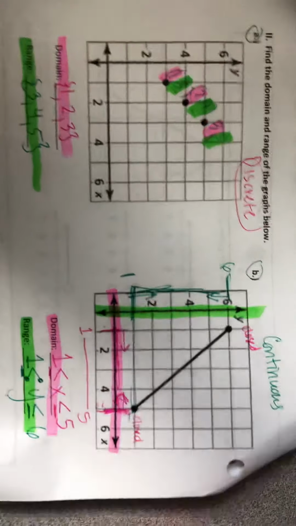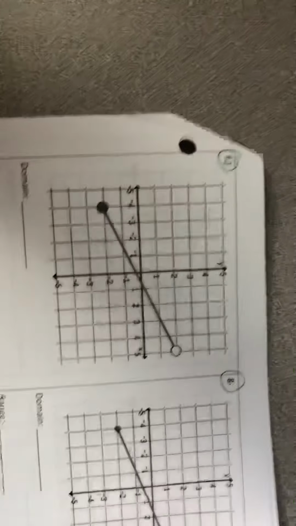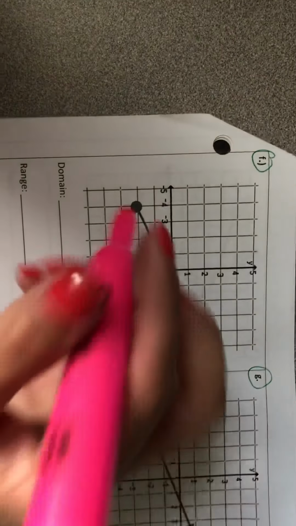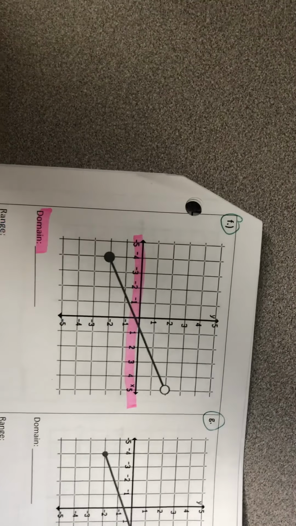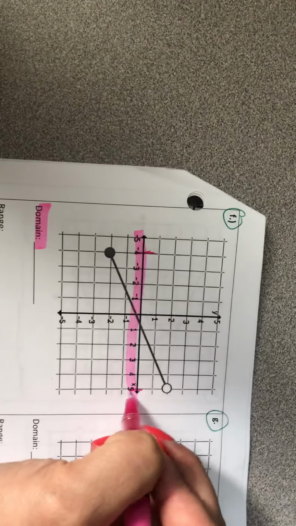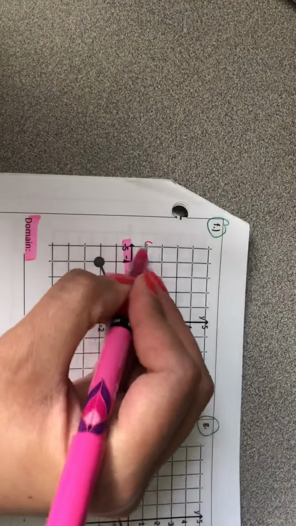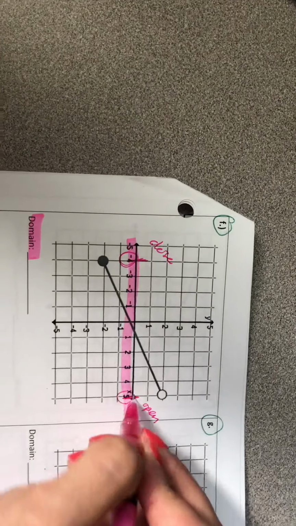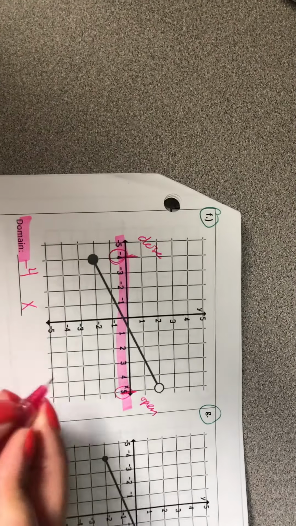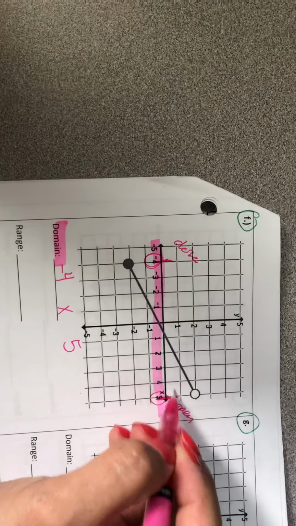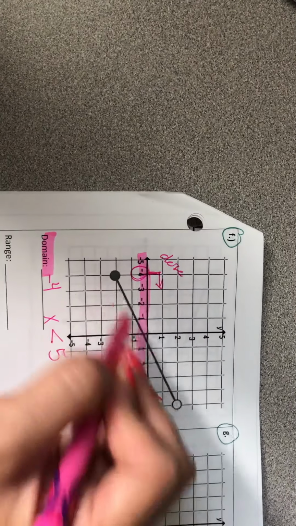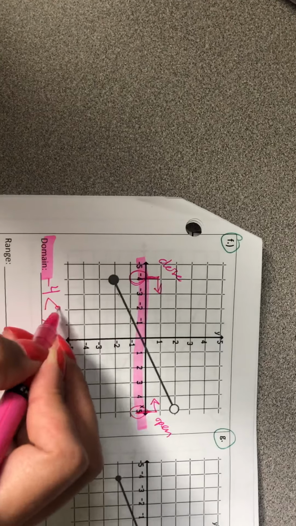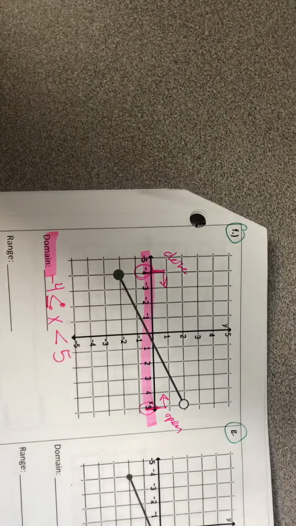Okay, I'm going to jump to the next page and I'll show you letter F. This one's pretty much the same, except there's an open circle. My domain is my x values. This goes from here, from -4, all the way to 5. This is open, this is closed. So x is in between -4 and 5. From the 5, it goes this way, so it's less than 5, and it's open, so I leave it. From the -4, it goes that way, so it's going to be greater than, and it's closed, so I'm going to put the line underneath.